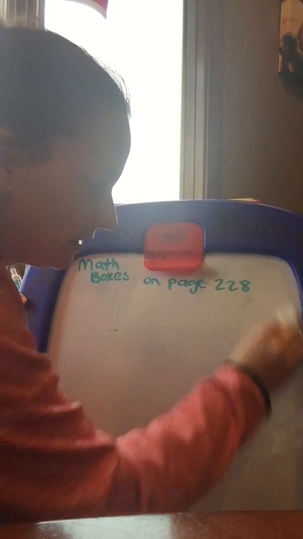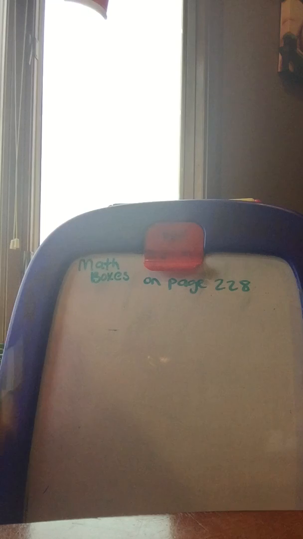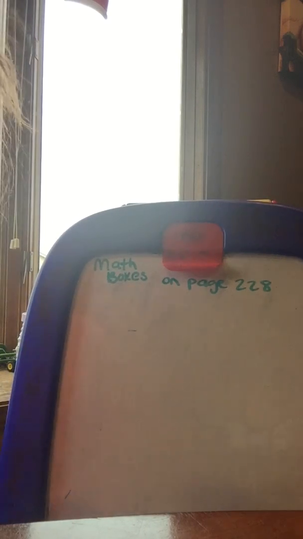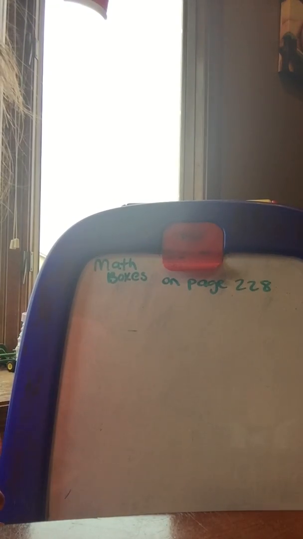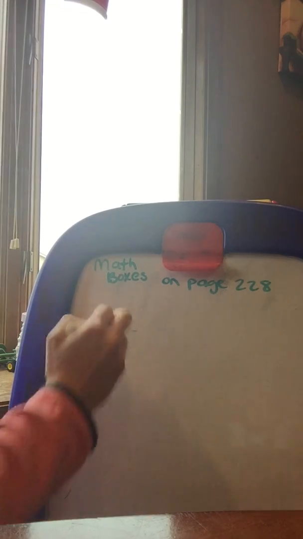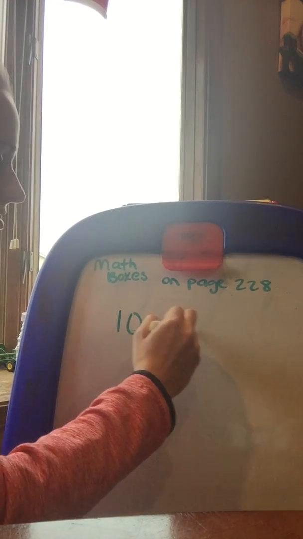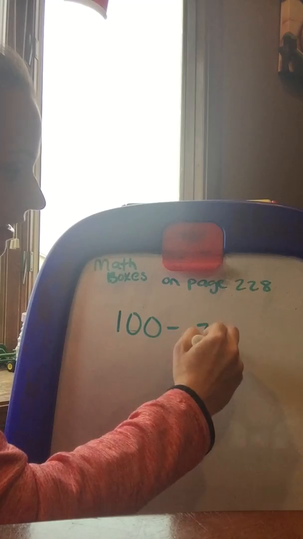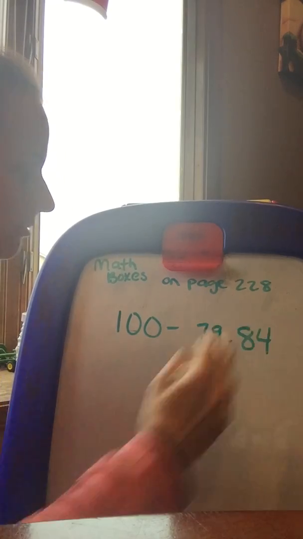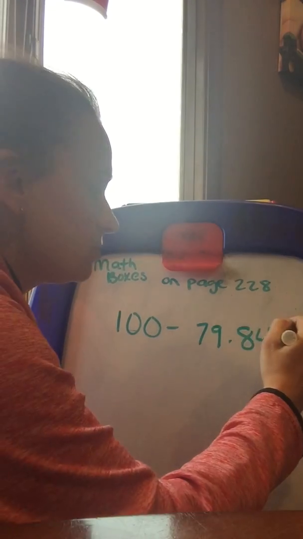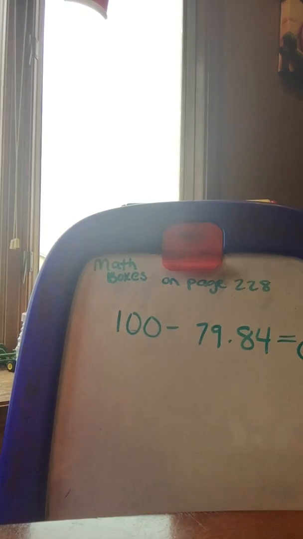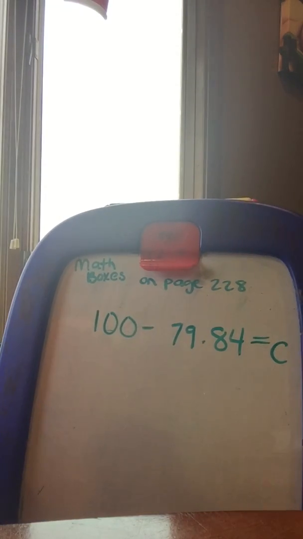All right, I hope that everybody is doing well so far with your math boxes. Eloise bought $79.84 worth of groceries. What was her change if she paid with a $100 bill? So your number model should be 100 take away 79.84 equals C for change, or an unknown letter of your choice.